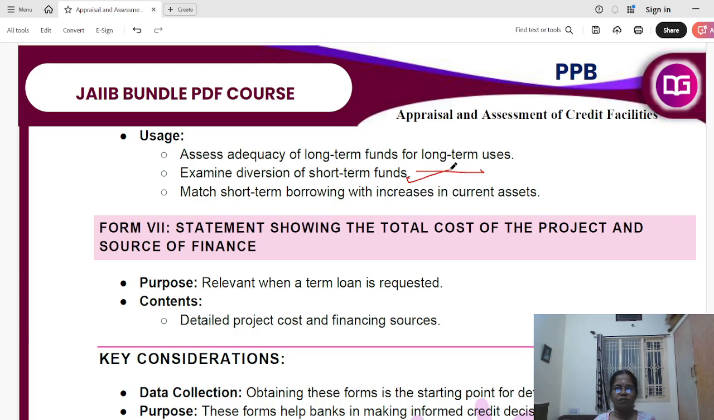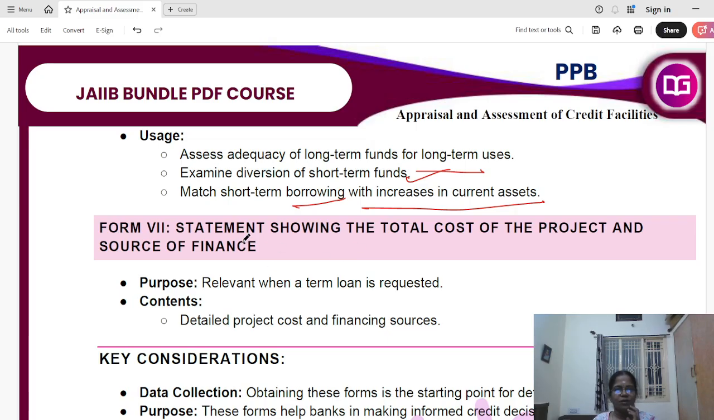Then for short term funds, match short term borrowings with the increase in current asset. Their short term borrowings must be matched with how their current asset increases. From that current asset, can they pay the short term borrowings? That is the fund flow statement, which includes the inflow as well as the outflow of funds, which includes the credit terms also.